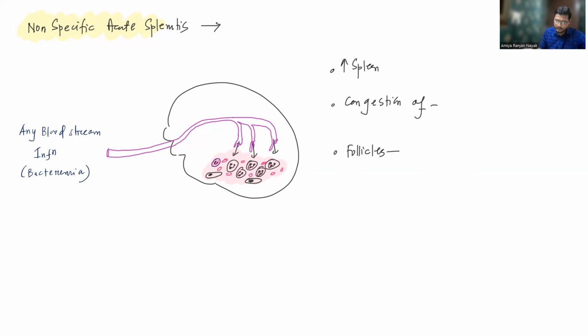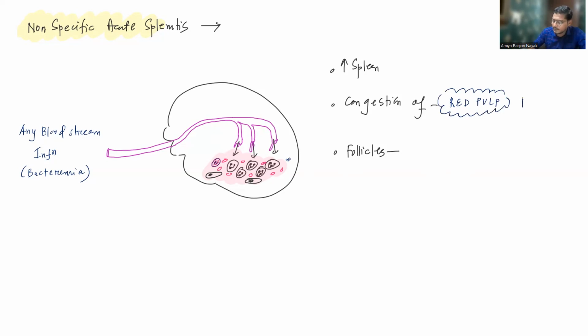Okay, so what happens in this condition? There will be an increased inflammatory response. Basically, the inflammatory cells, especially the neutrophils, will come from the systemic circulation and get deposited in the red pulp of the spleen. These inflammatory cells will be released from the penicillary arterioles into the red pulp. So there will be congestion of the red pulp. Classically, there will be congestion of the red pulp because of infiltration with inflammatory cells.